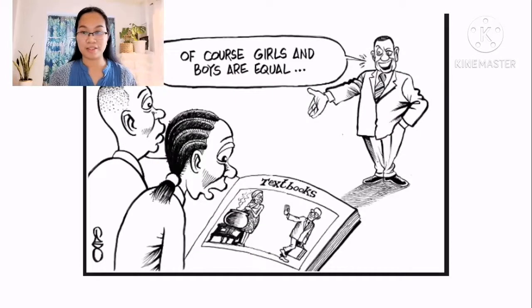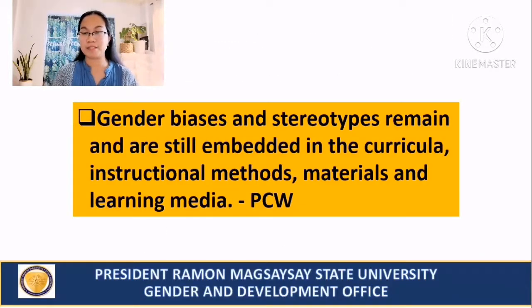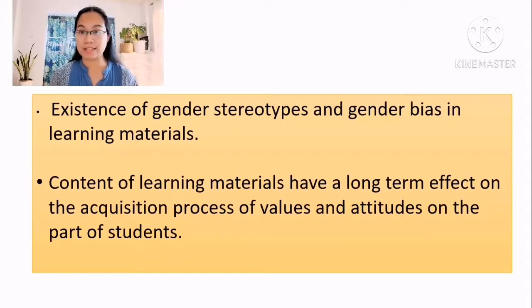Yes, I have mentioned this one earlier that we are trying to attain gender equality, but the materials that we are using would not be gender fair, or there are still gender stereotypes. So gender biases and stereotypes remain and are still embedded in the curricula, instructional materials, and learning media. That's according to PCW. So meron pa ring problem. Existence of gender stereotypes and gender bias in learning materials, meron pa rin. Content of learning materials have a long-term effect on the acquisition process of values and attitudes on the part of students, especially in the primary level.